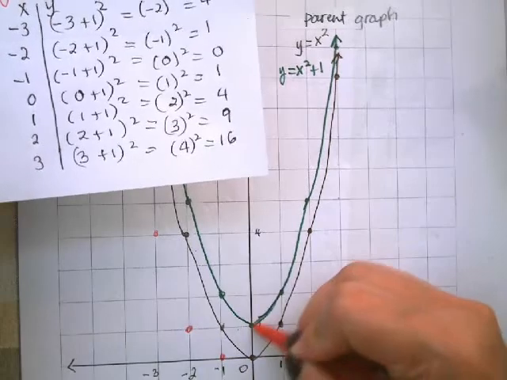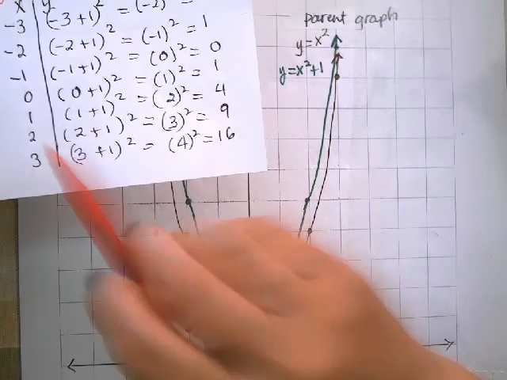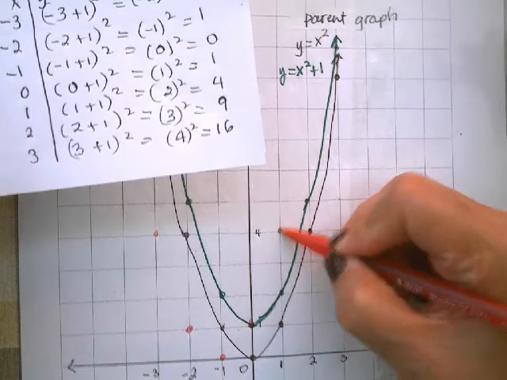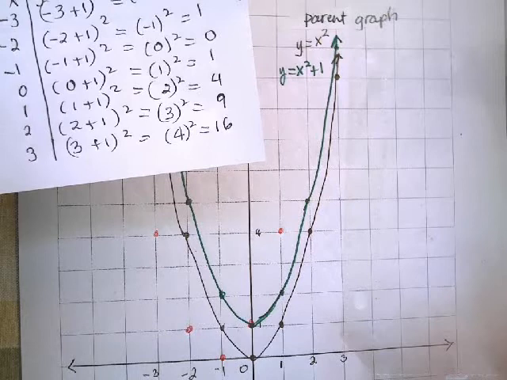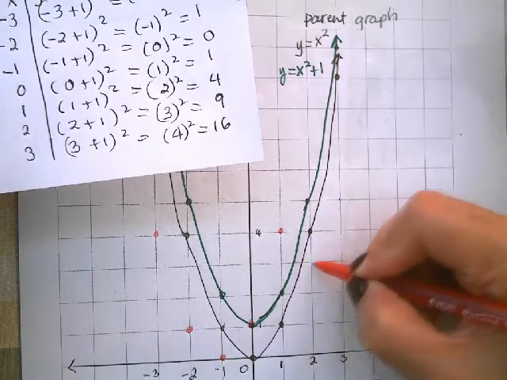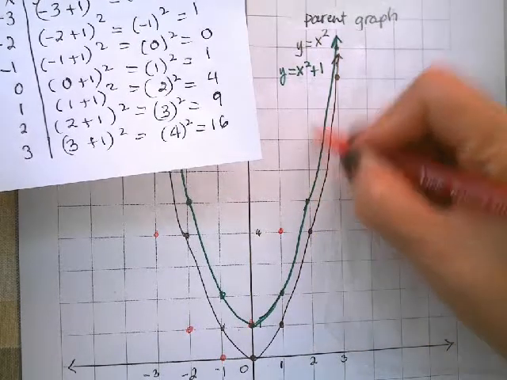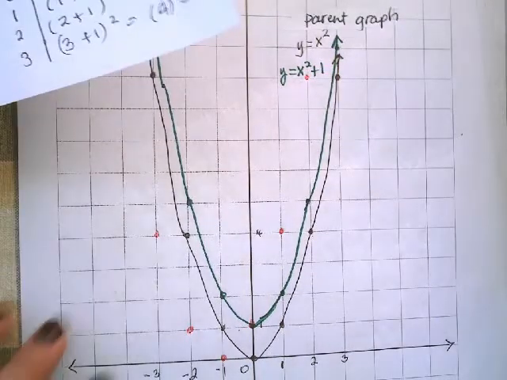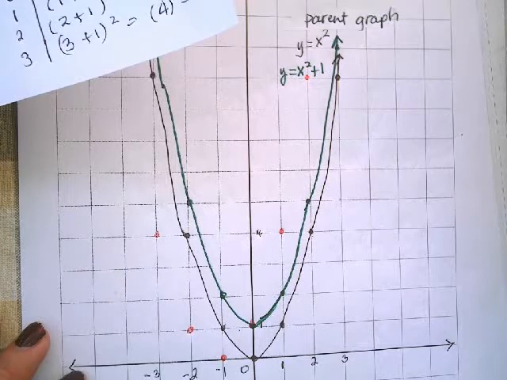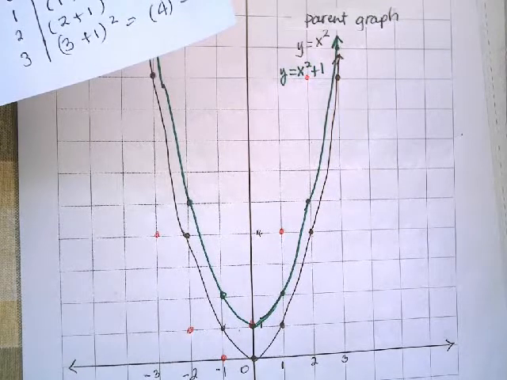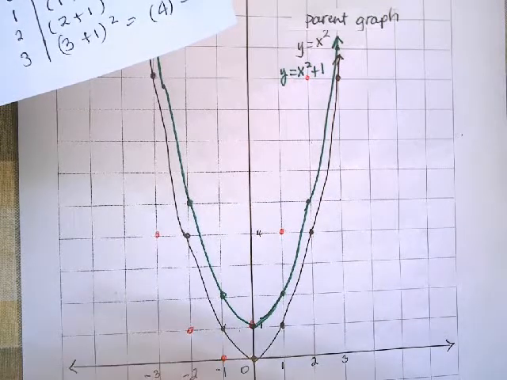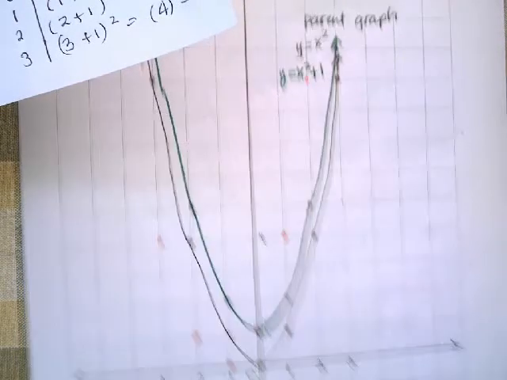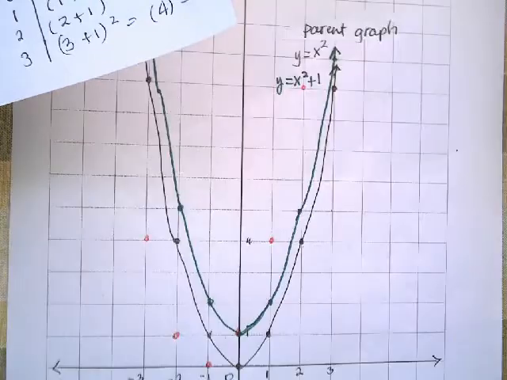0, 1. 1, 4. And 2, 9. So this is our red graph. Before we go there, I forgot: let's first see the different properties of the green graph. Let's go back to the green graph, and then I'll go back to the red graph.